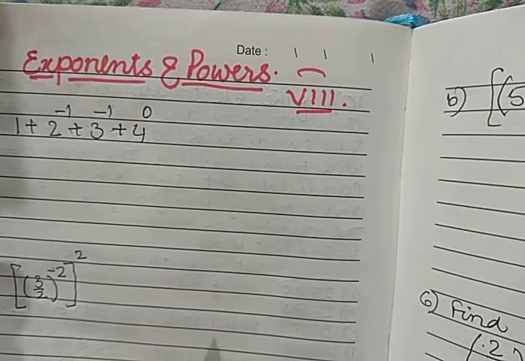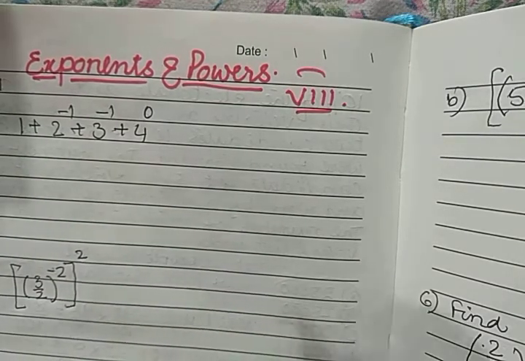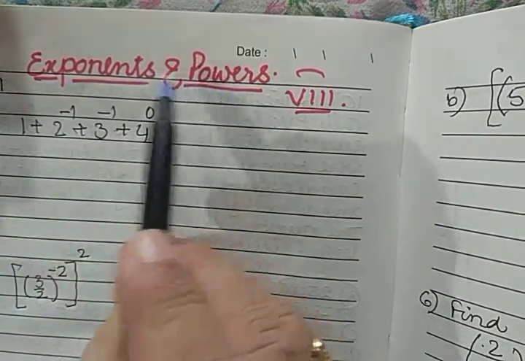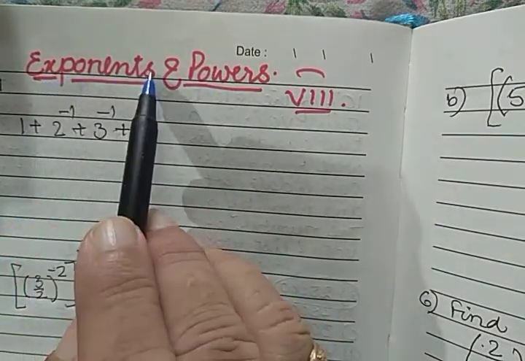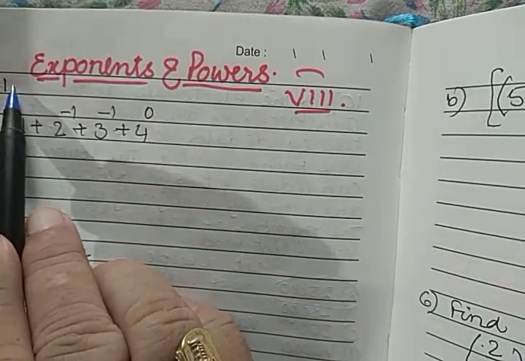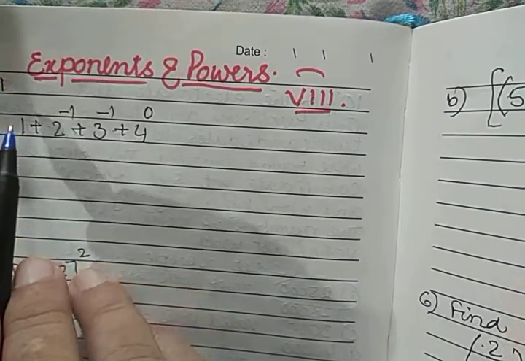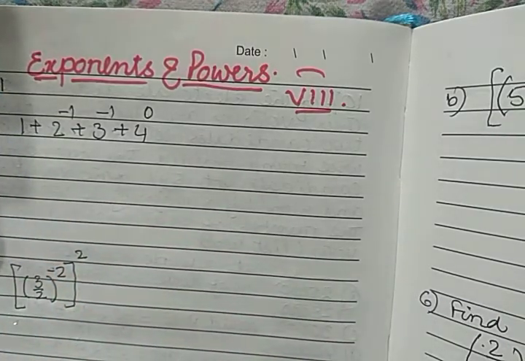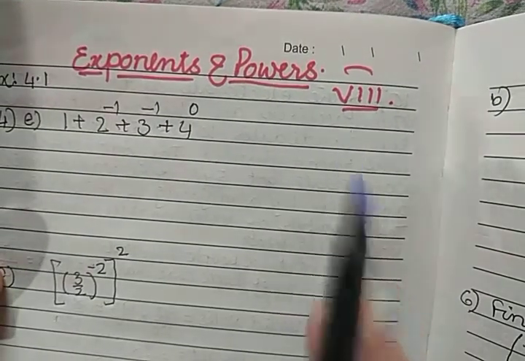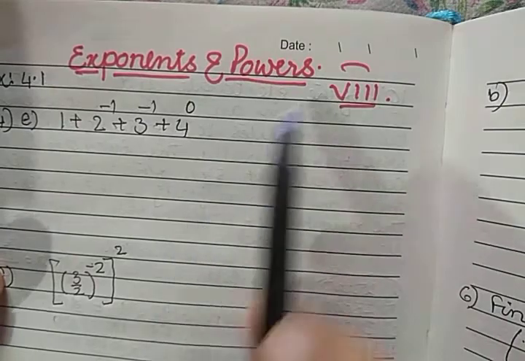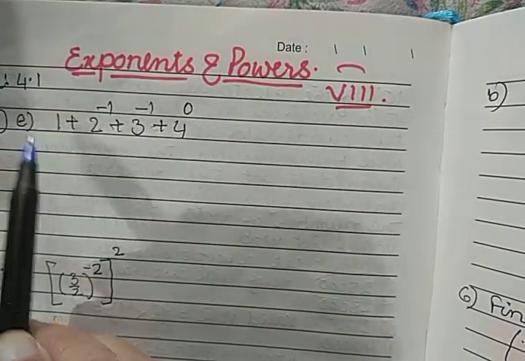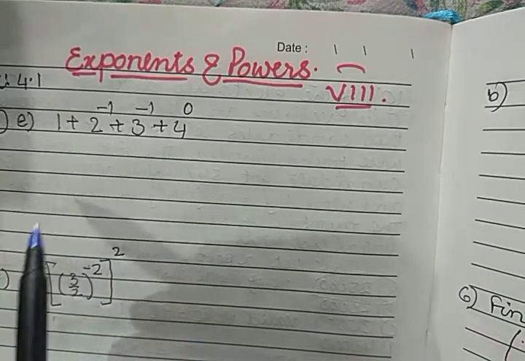Today I have come up with a new lesson from your chapter Exponents and Powers, from exercise number 4.1, for class 8th children. Question number 4E. It reads like this.